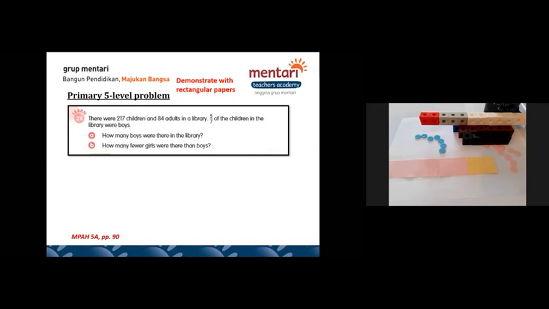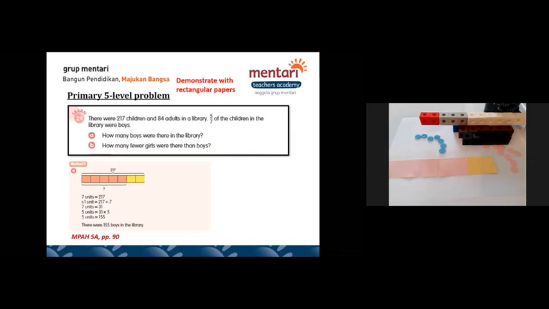So again, you can make use of the rectangular papers. So in this case, if there are 217 children, as you can see here, if you were to do a demonstration, this would be the kind of model that you can build using the colored paper. And there should be 7 parts altogether. And from the 217 altogether, 5/7 of the children were boys. So you can choose 5 of the same color of rectangular paper. So 5 pink, for example. And then the rest of the 2 parts will be yellow.